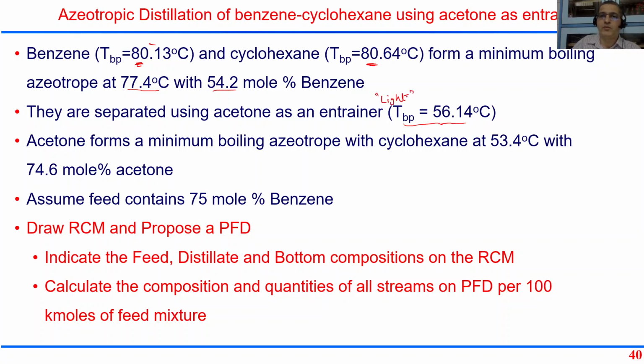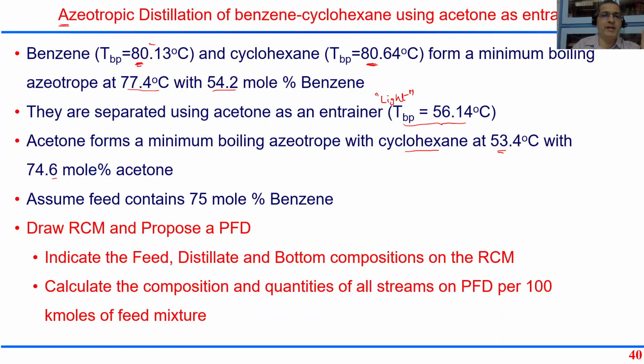Light entrainer means it is going to come to the top of the column, and therefore we call it an azeotropic distillation. So wherever there is a light entrainer, we will call it an azeotropic distillation. Wherever there is a heavy entrainer, we will call it an extractive distillation. Now, the problem is acetone forms a minimum boiling azeotrope with cyclohexane at 53.4 degrees with 74.6 mole percent acetone. That's one extra azeotrope that acetone is forming with one of the components.